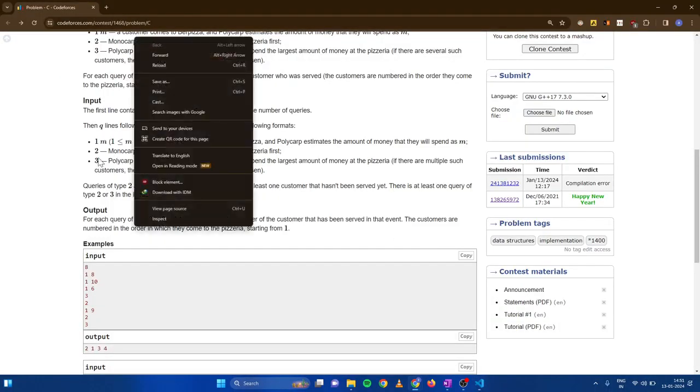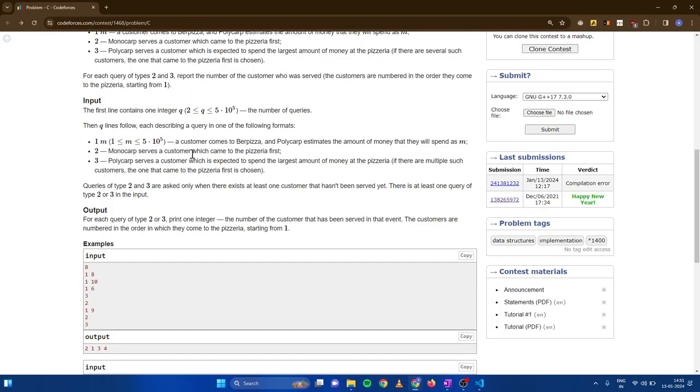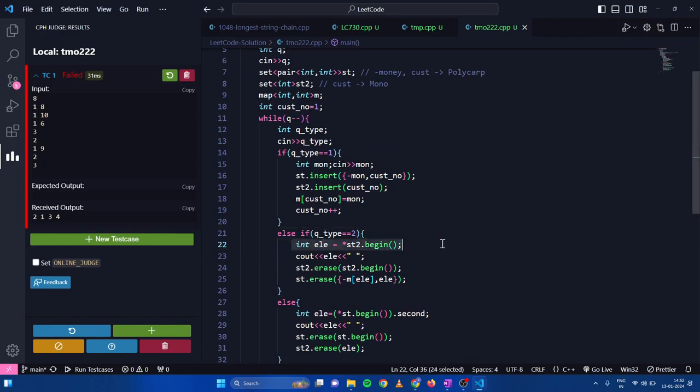Now, talking about query number 2. If the type is 2, in that case I need to answer the customer who came first and is not served, that is Monocarp is going to serve that customer. I'm finding the element from st2, because st2 stores the elements according to the customer number. So it's the first element which is not served. I took that, printed it, and then removed it from the set. And after that, I also need to remove this customer from st also, right? First of all, I need to find how much money was spent. That was stored in this map, and my negative of money is stored in this set, as minus money and customer number. I'm removing this element from both the sets.